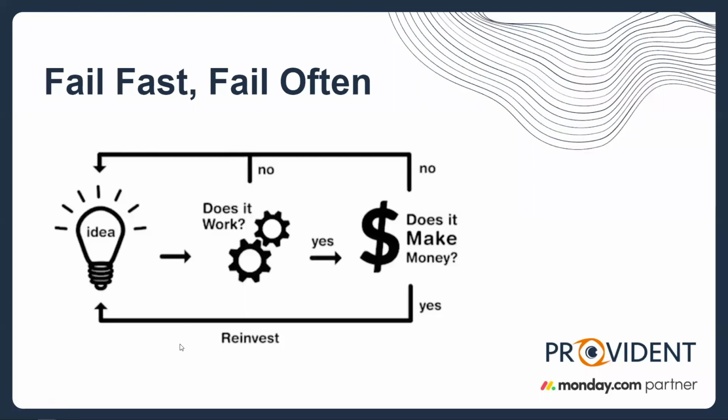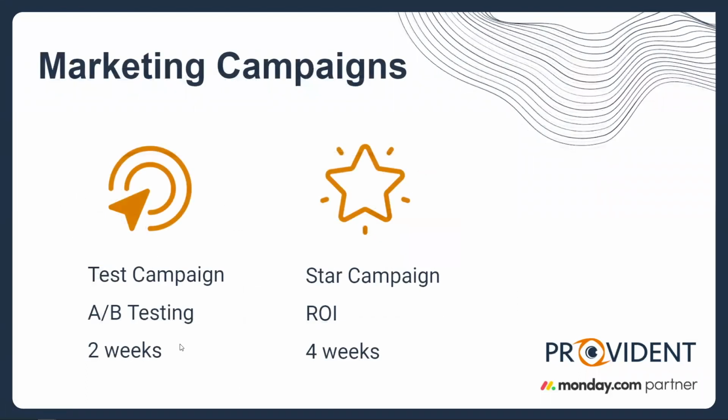Next slide, please. So here's an example. We have a test campaign with A/B testing that takes 2 weeks to run. After 2 weeks, we define whether or not it has delivered any results. Then we go to the STAR campaign and track all the return on investment. This STAR campaign takes 4 weeks to run. And then if this works really well, we continue. If it doesn't work, we stop.